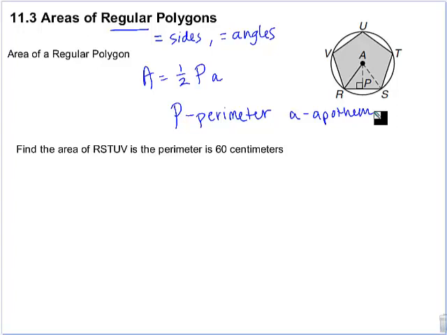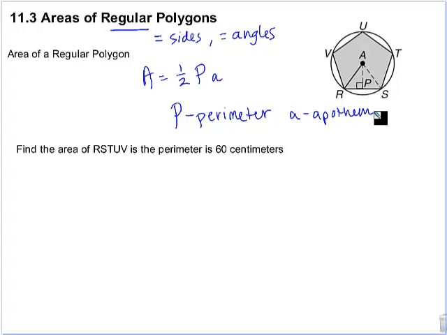Not a possum, an apothem. It's kind of like logistics. Yeah, just like that. No, it's like logarithms. Yeah, like logarithms.